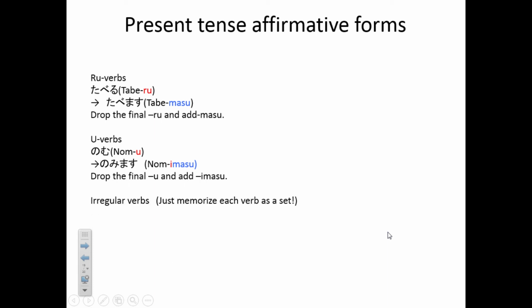Irregular verbs. For this, you just have to memorize. There are no rules, so just memorize each verb as a set. する becomes completely different. します, still ending with ます, but す becomes し. 来る becomes 来ます. Okay, く becomes き and then ます. So that's why they're called irregular verbs. They usually have difficult conjugations.